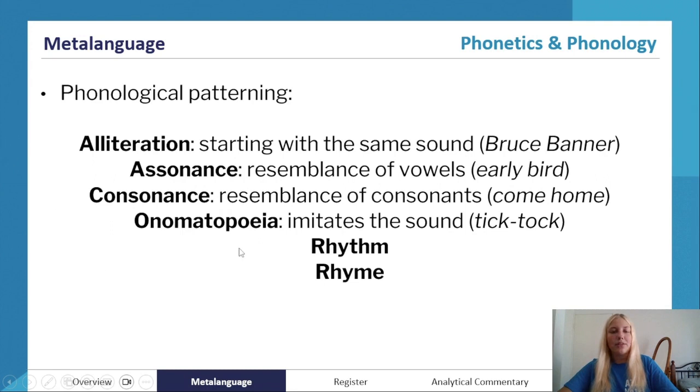Okay. Onomatopoeia is anything that tries to imitate an actual sound that exists. So tick-tock is how we imitate a clock sound. Time's running out. So that's an example of that as well. Beautiful.